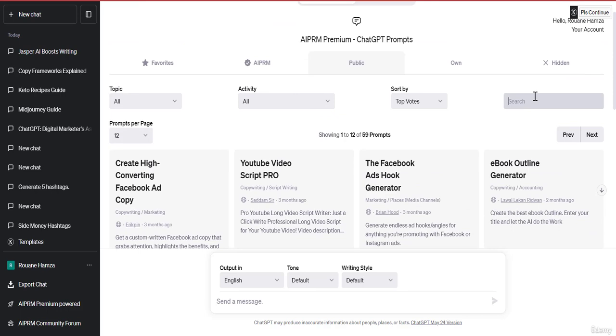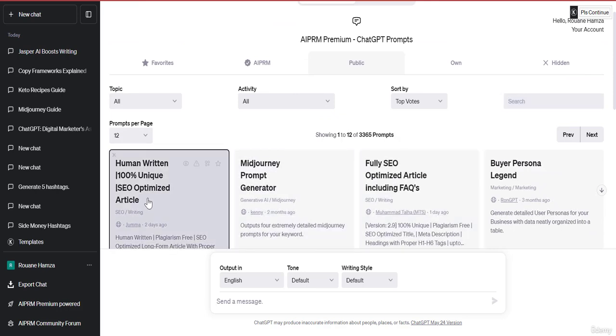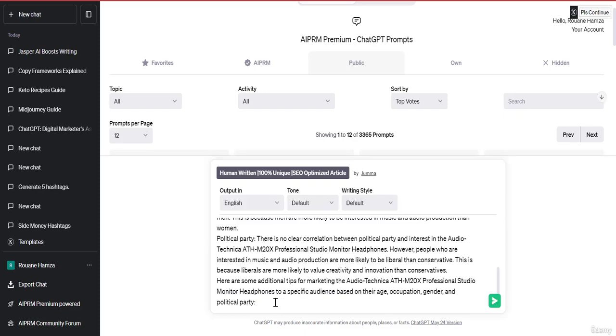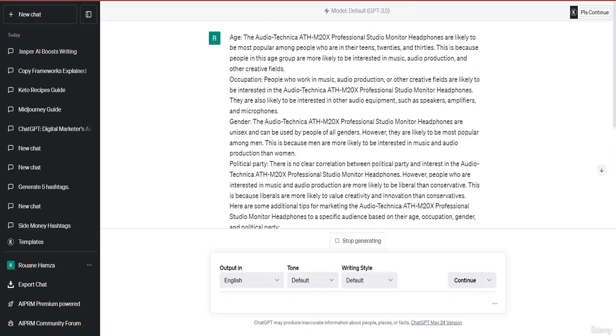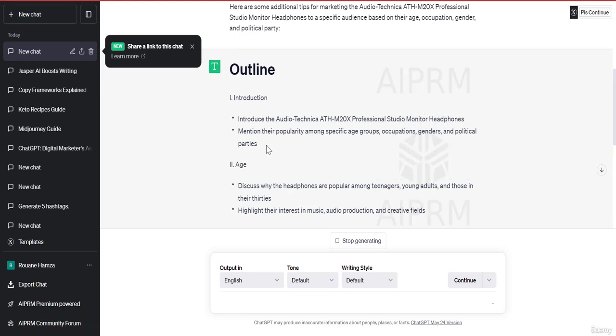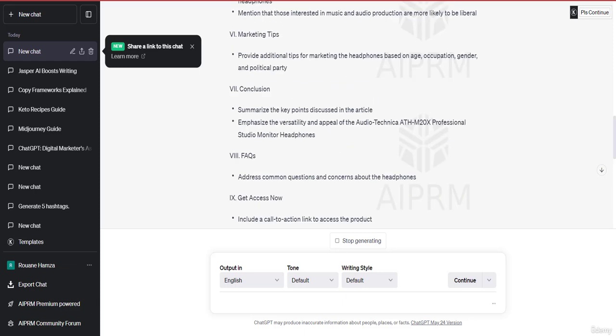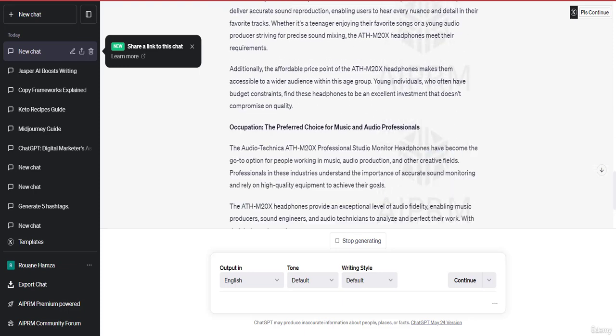Now I could use this very popular gig, human written 100% SEO optimized article. Now though here I have to enter the title, but let me just try pasting everything and let's see what ChatGPT is going to do. All right, so here, discuss the phone with popular teenagers and adults, right?